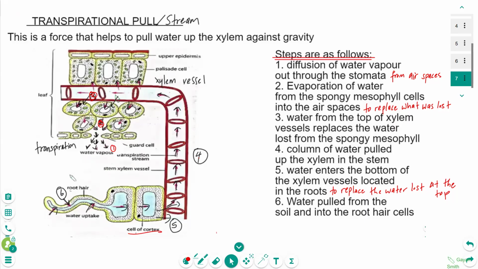from the xylem vessel, right? And then the 100 molecules that we took from the xylem vessel has to be replaced. So we're going to take 100 molecules from these cortex cells to go back into the xylem. And then the cortex cells now lost 100 molecules, so they're going to pull that from the soil.